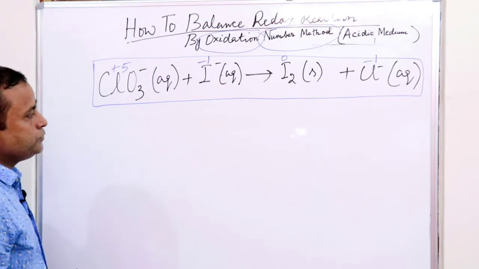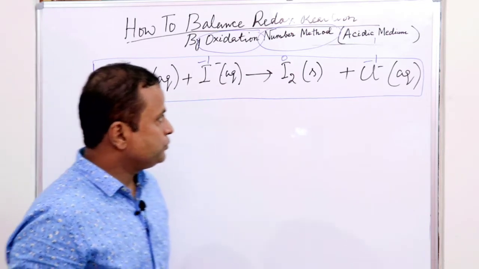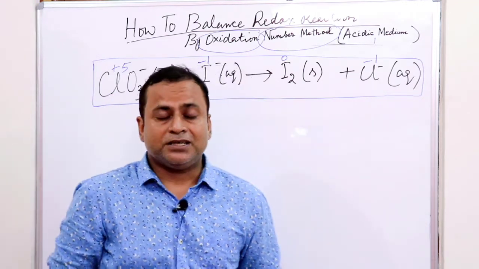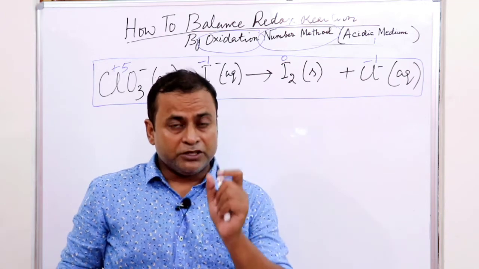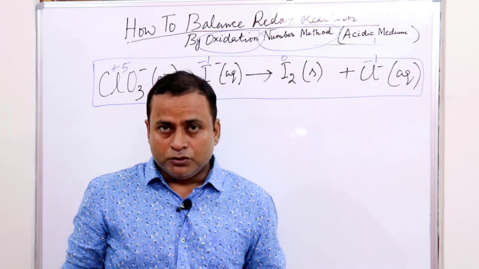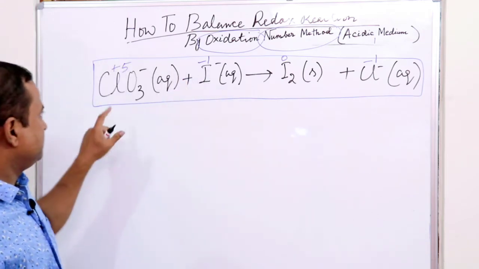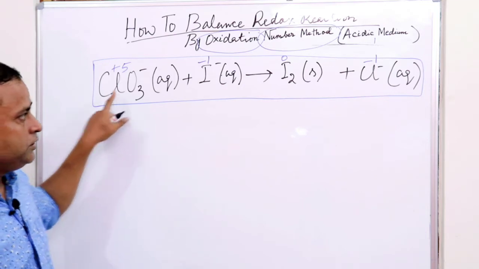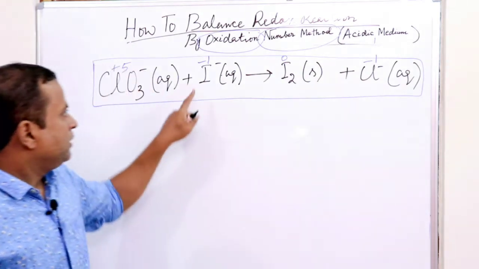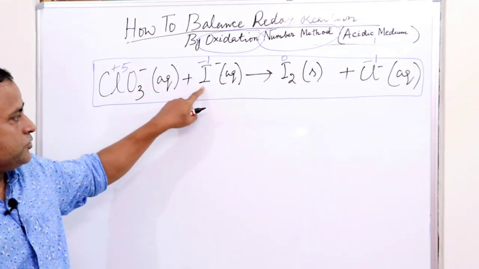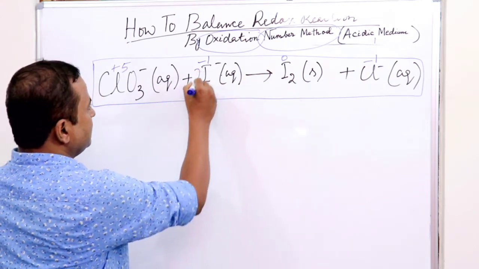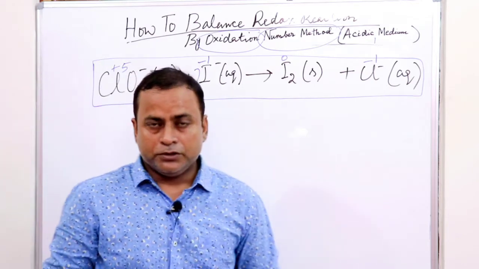Now what we have to do, we have to check those species, that is ClO3 minus and I minus, in them the element which is undergoing change in oxidation number, whether the number of atoms of them are equal on both sides or not. So let's check with chlorine. Here there is only one chlorine, and this side also there is one chlorine, so it is balanced. We are not required to do anything with that. Next, check the iodide ion. See, here is one iodine, but there are two iodines, so we have to balance this. We will write 2 here. So this step is done.